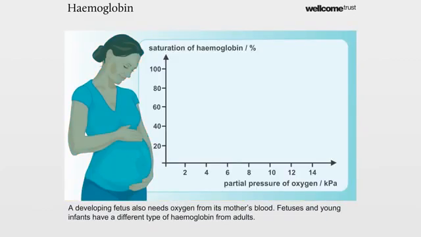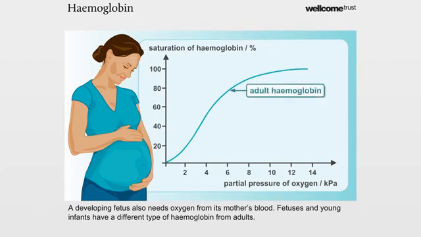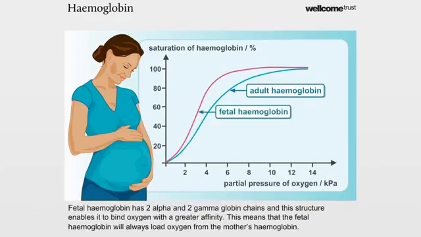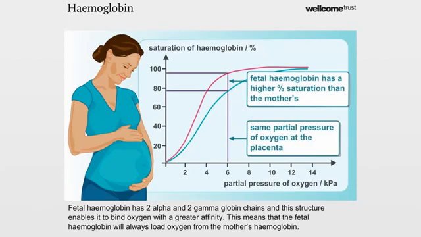A developing fetus also needs oxygen from its mother's blood. Fetuses and young infants have a different type of hemoglobin from adults. Fetal hemoglobin has 2 alpha and 2 gamma globin chains, and this structure enables it to bind oxygen with a greater affinity. This means that the fetal hemoglobin will always load oxygen from the mother's hemoglobin.